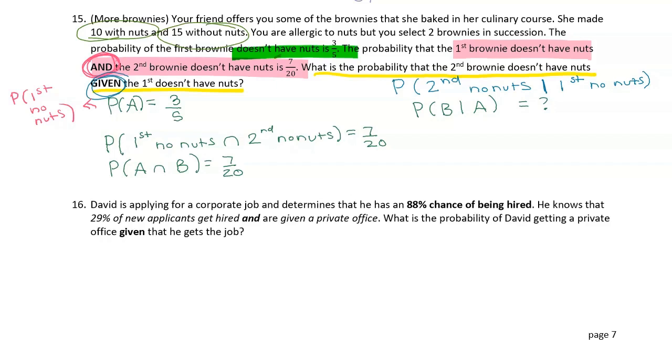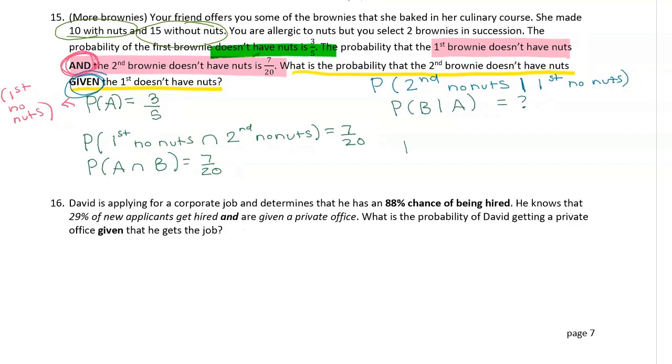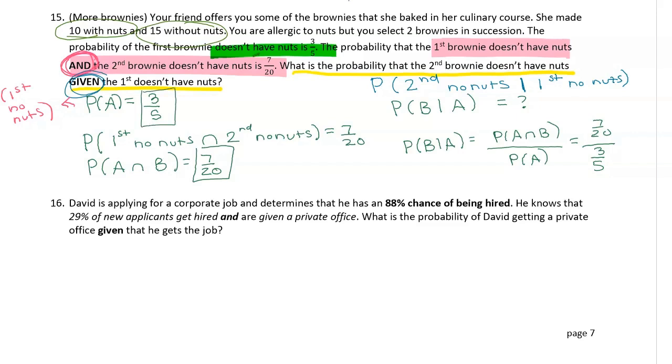Now I can use my formula. The formula is the probability of B given A equals the probability of A and B all divided by the probability of A. So this will be 7/20 that we get from right here, divided by 3/5, which is this value right here. Now, all we have to do is simplify that.